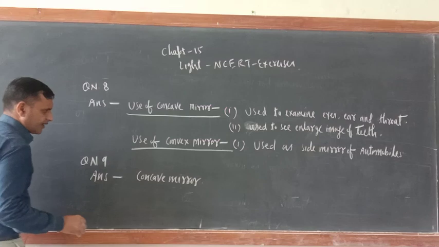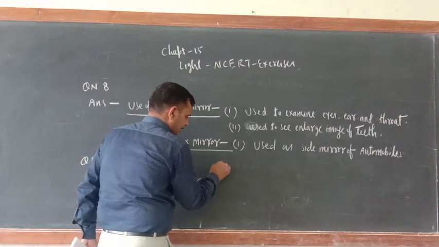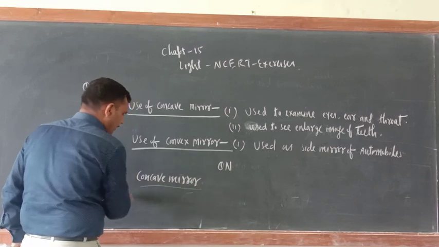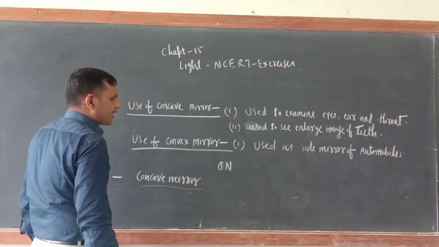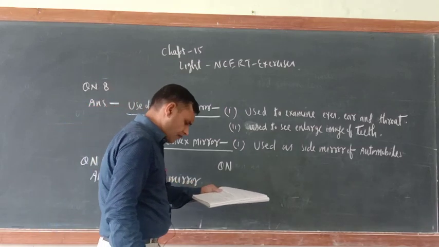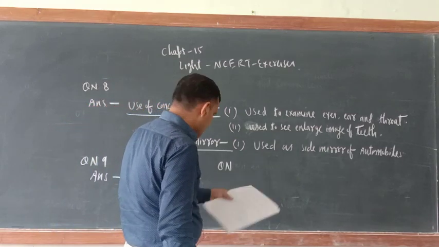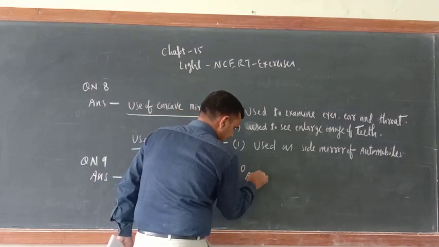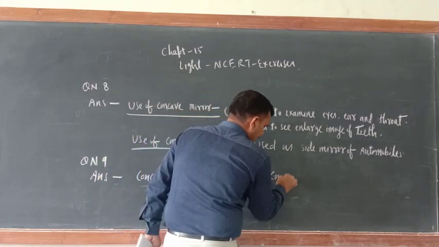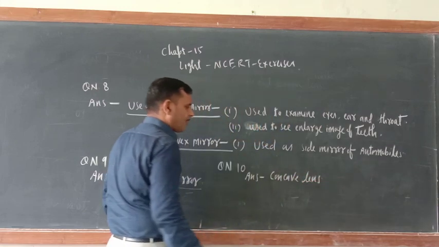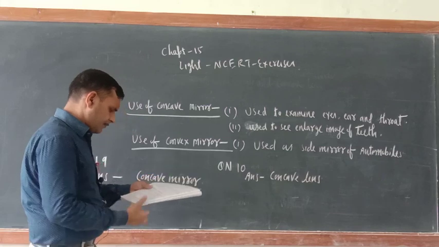Now question number 10. Always remember, concave mirror only forms the real image. Convex mirror always forms the virtual image. Which type of lens forms always virtual image? Concave lens. Question number 10, answer, concave lens. Concave lens always forms the virtual image.